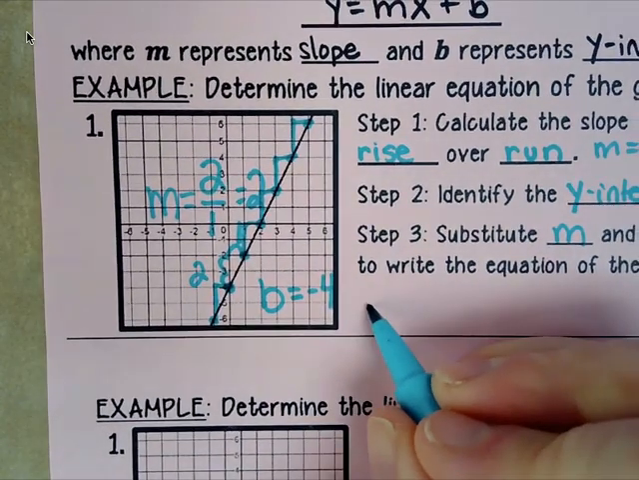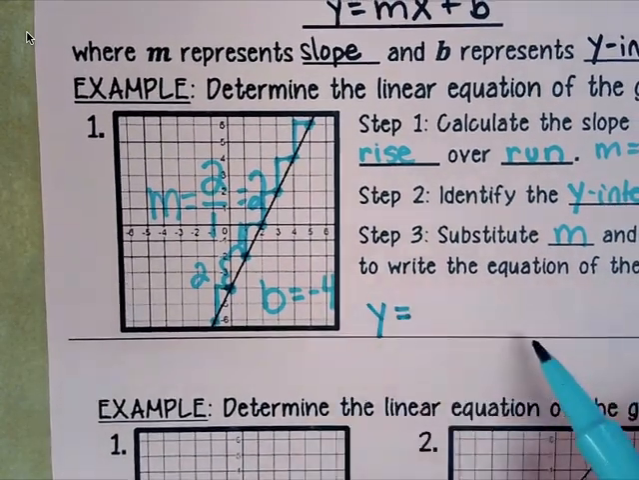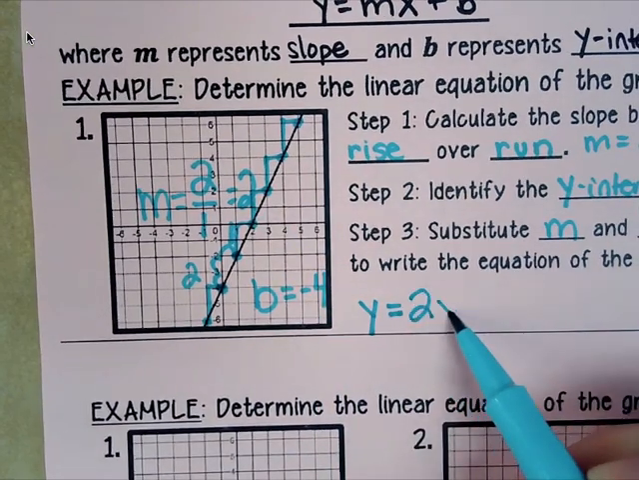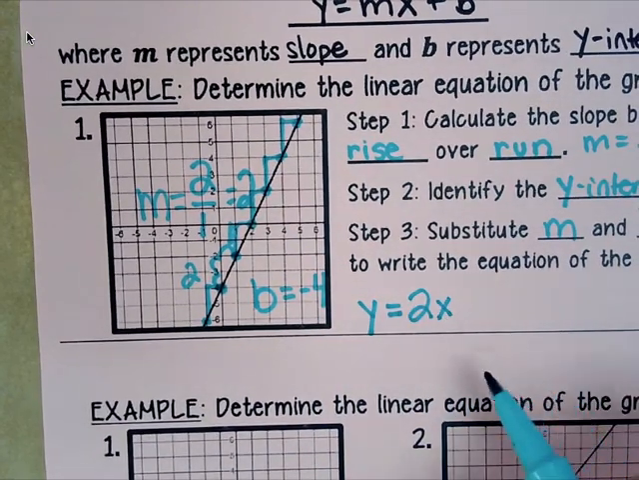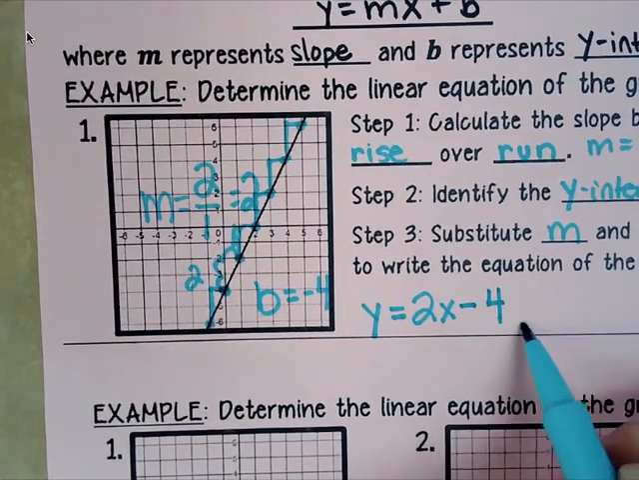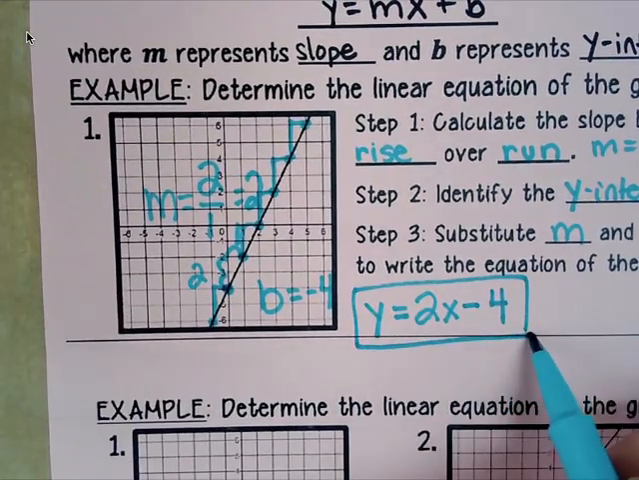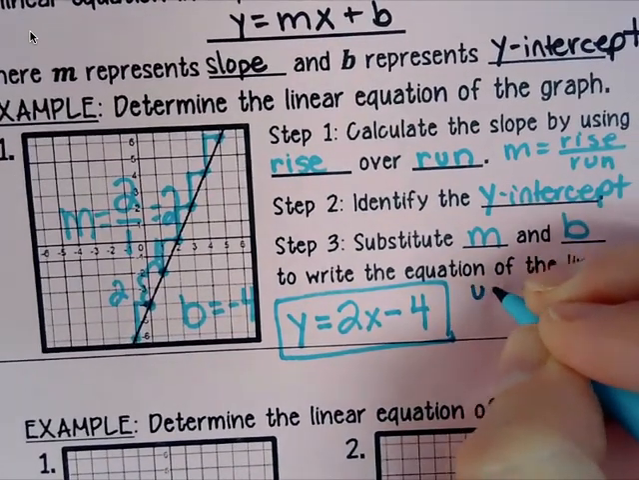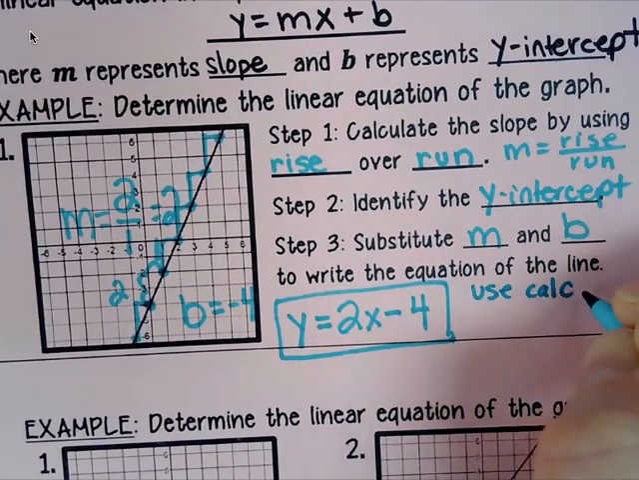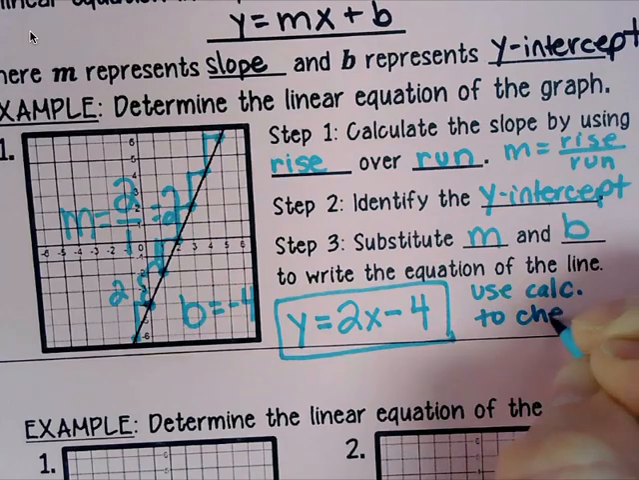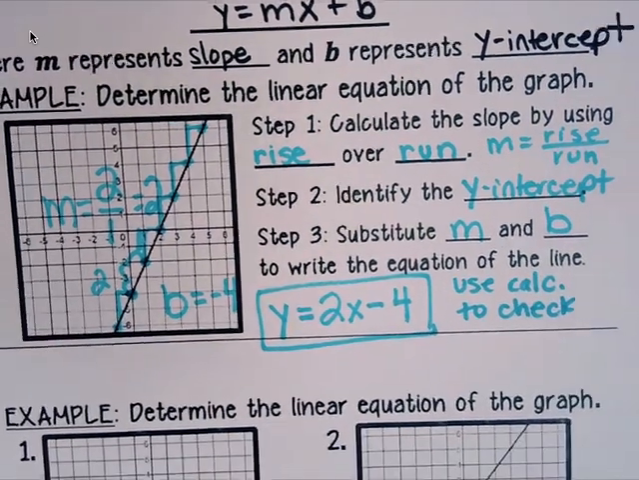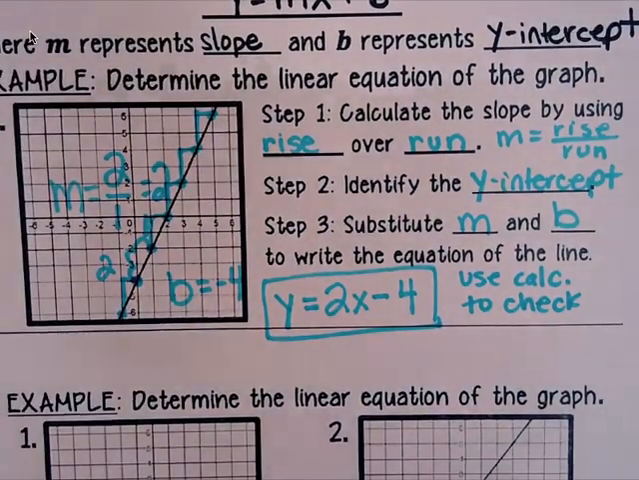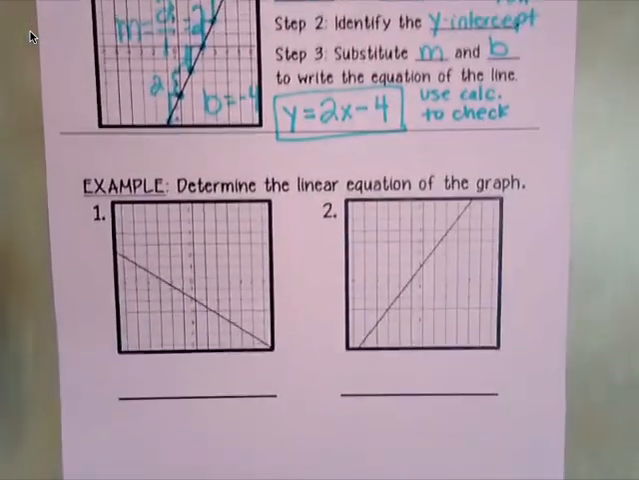So now we're going to substitute in mx plus b. So m is 2, so it's 2x plus a -4. Or I could just write -4. And what I want you to do is use the calculator to check the graph. So get a calculator if you don't have one at your desk.